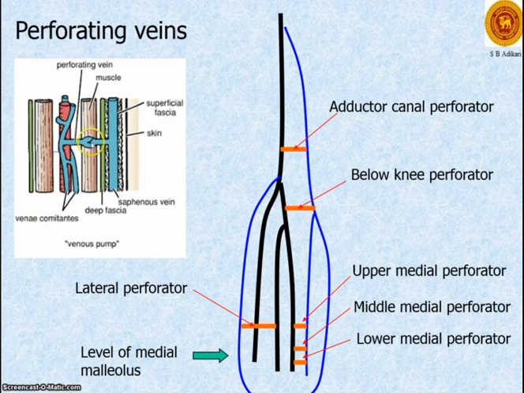Sometimes the valves inside these perforators can become defective. We call them incompetent valves. And when there are incompetent valves in the perforators, when the muscles of the lower limbs, especially the soleus muscle, contract, blood in the deep veins is pushed towards the superficial veins, and then the pressure inside the superficial veins increases, and the blood gets collected in the superficial veins, and that can give rise to elongated, tortuous superficial veins, which are called varicose veins.